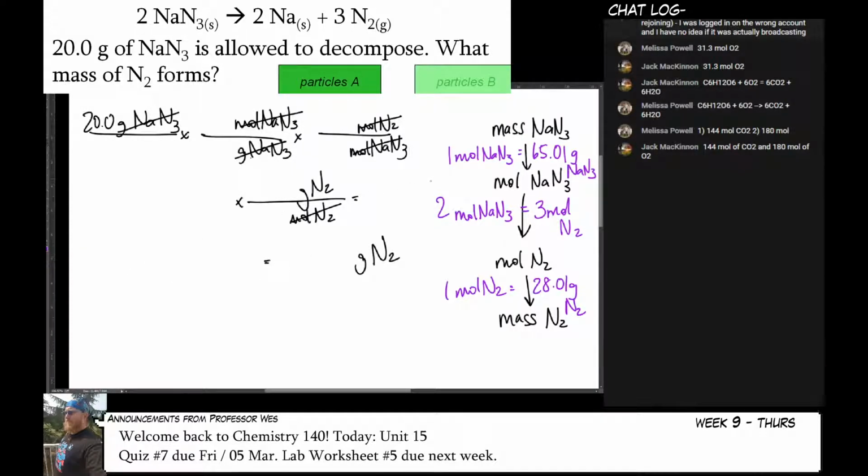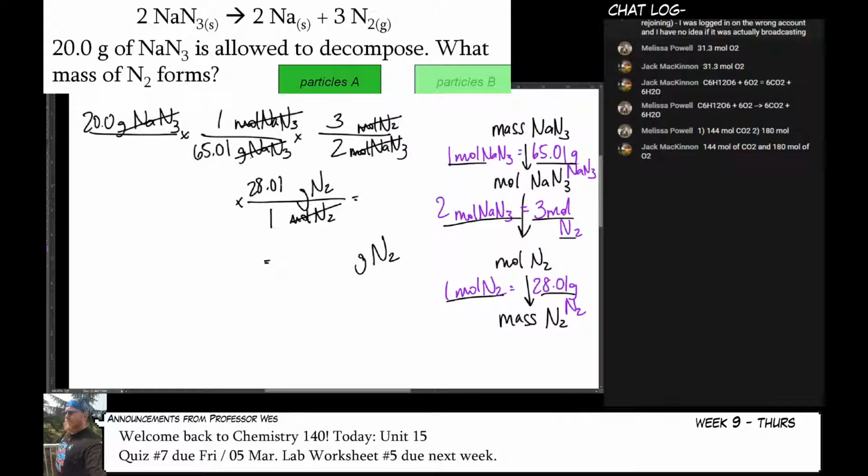So now I can just fill in the numbers. So 1 mole of sodium azide is 65.01 grams. 2 moles NaN3, 3 moles N2. And then finally, 1 mole of N2, 28.01 grams.